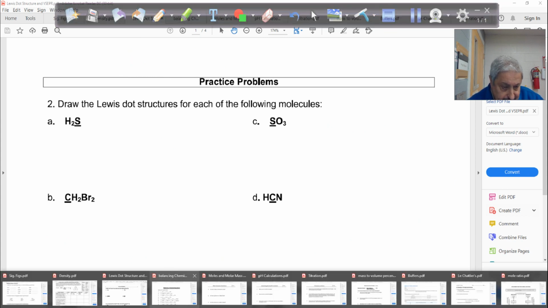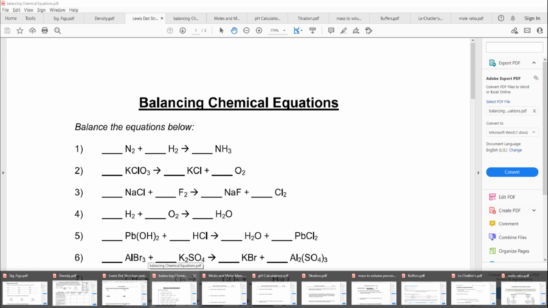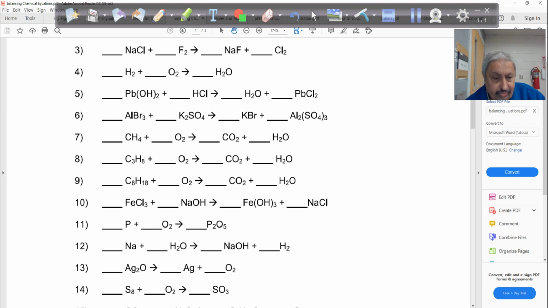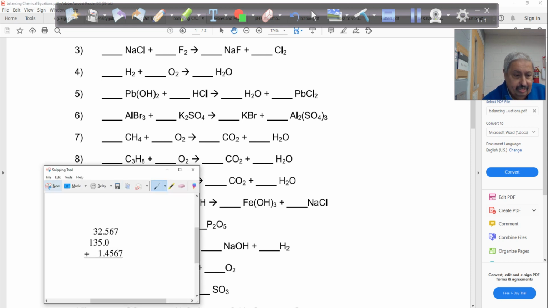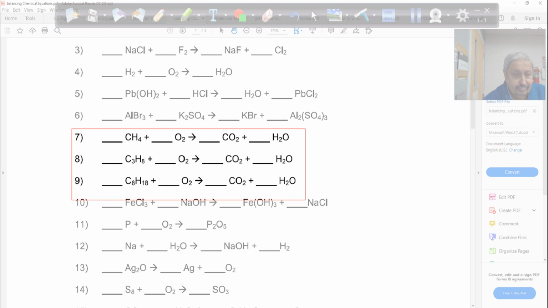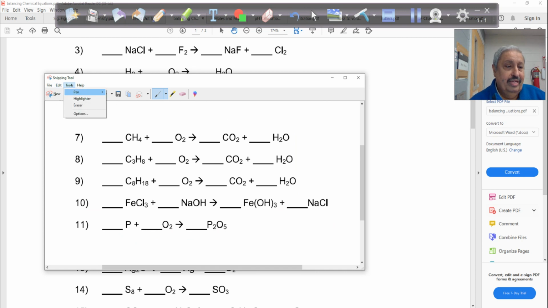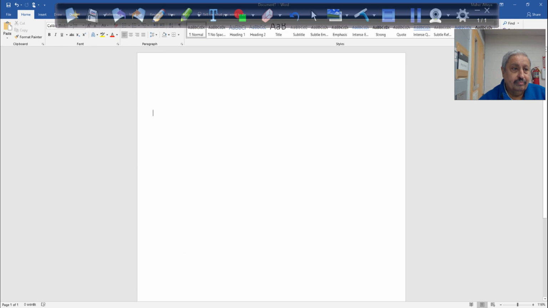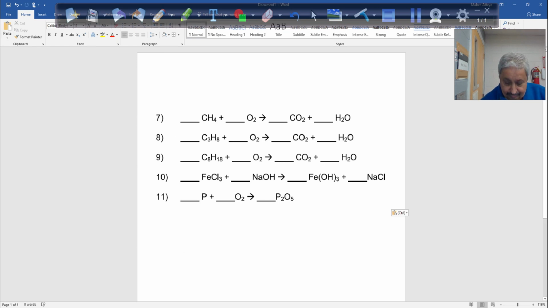So the next topic is balancing chemical equations. You tell me which one you like, and then I'll take a snapshot of this. Number 6 and 9, maybe I will take. I like to see the 8 and 9 because that's a challenging one. I did not put something like this, but it might appear. Okay, so let's take those quick. Let's look at this.